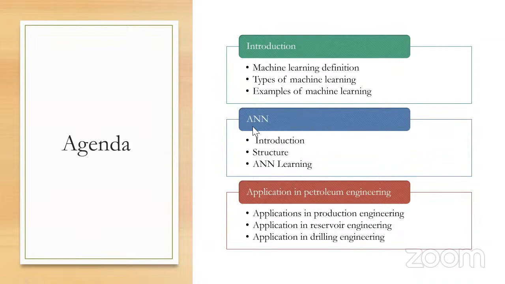Then I will go into details on the artificial neural network. We'll have some introduction about the artificial neural network, how it started, the structure of the ANN, and I will end with how this artificial neural network learns from our data in order to build a model to predict future performance. And then I will highlight some applications of the ANN, some case studies that I did, published in different journal papers, for the application of artificial neural networks in the petroleum industry, in the areas of production engineering, reservoir engineering, and drilling engineering.